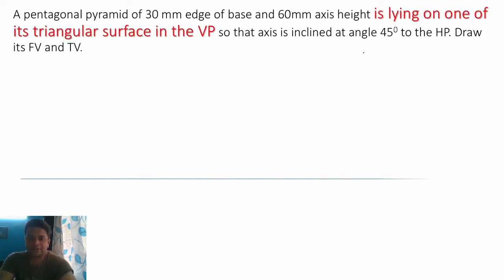By using the information given in the problem, first we'll draw the XY line. Most of the students make this mistake, so first identify where it lies. It lies on the VP, so we should draw the pentagon above the XY line. Getting it? So this is our pentagon.